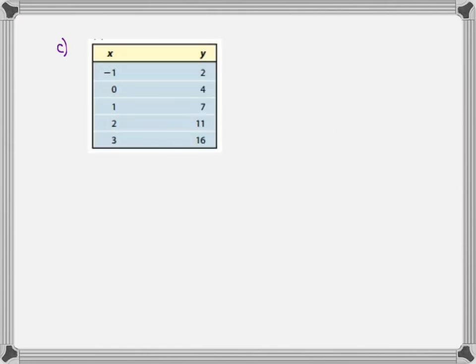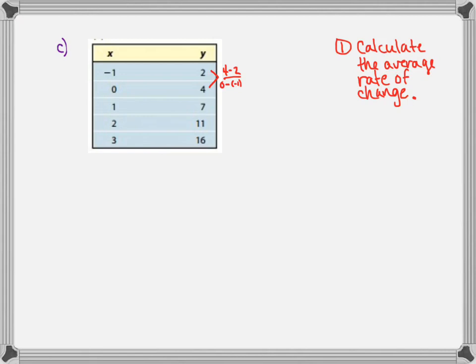Okay, let's look at one more table. Let's start again by calculating the average rate of change. So 4 minus 2 over 0 minus negative 1 is 2. 7 minus 4 over 1 minus 0 is 3. 11 minus 7 over 2 minus 1 is 4. 16 minus 11 over 3 minus 2 is 5. These are different, so it's not linear.